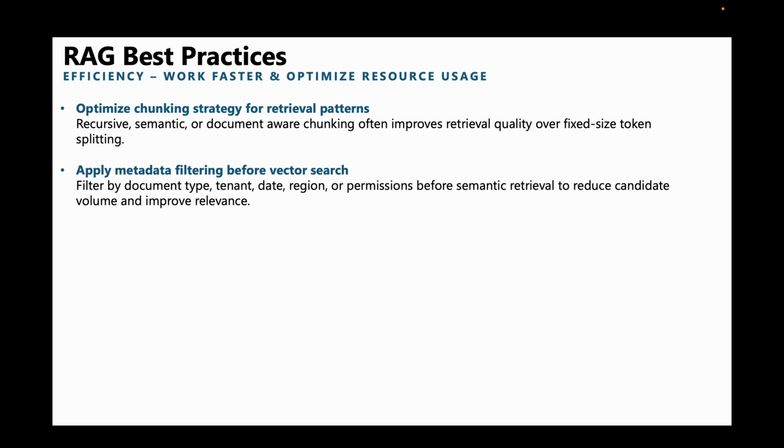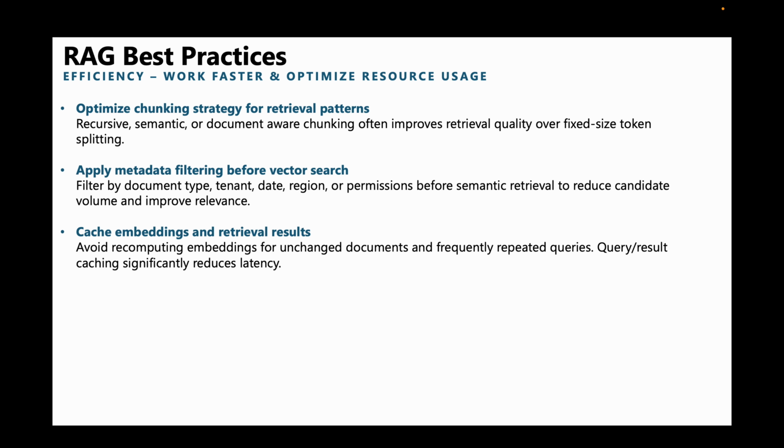Second guidance is to apply metadata filters before performing a vector search. Instead of searching the entire vector database, you should narrow down the candidate set using metadata filters such as date, topic, user permissions, etc. This improves relevance and it also reduces latency.